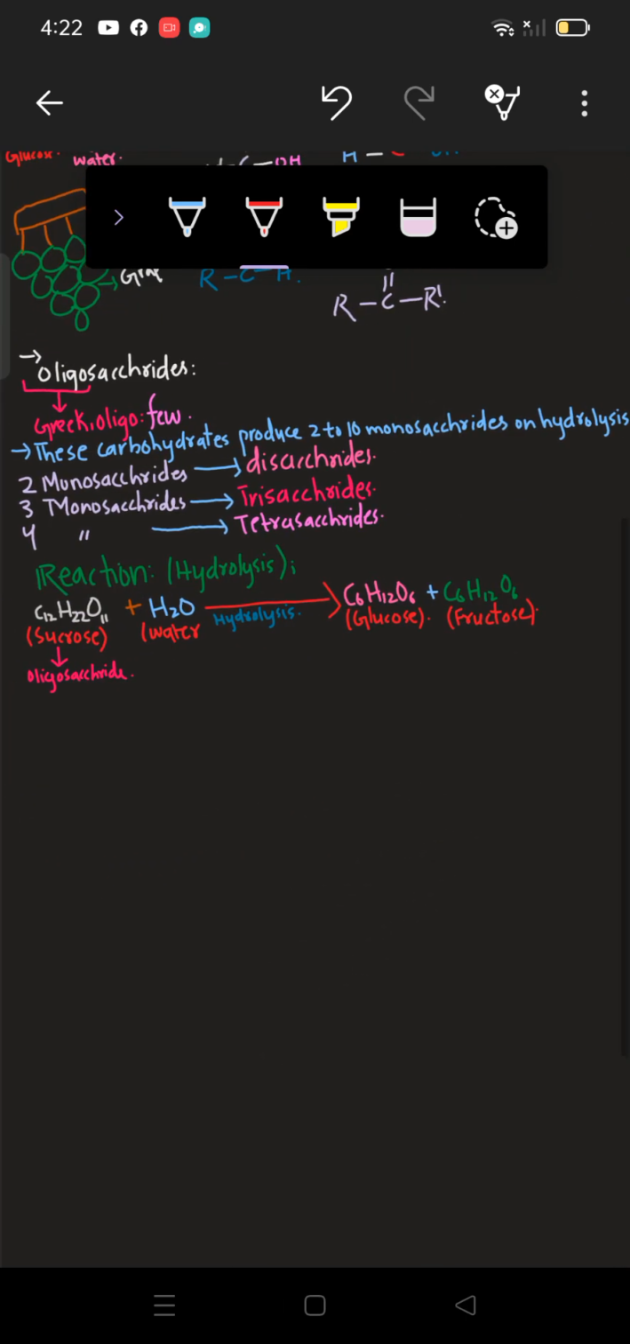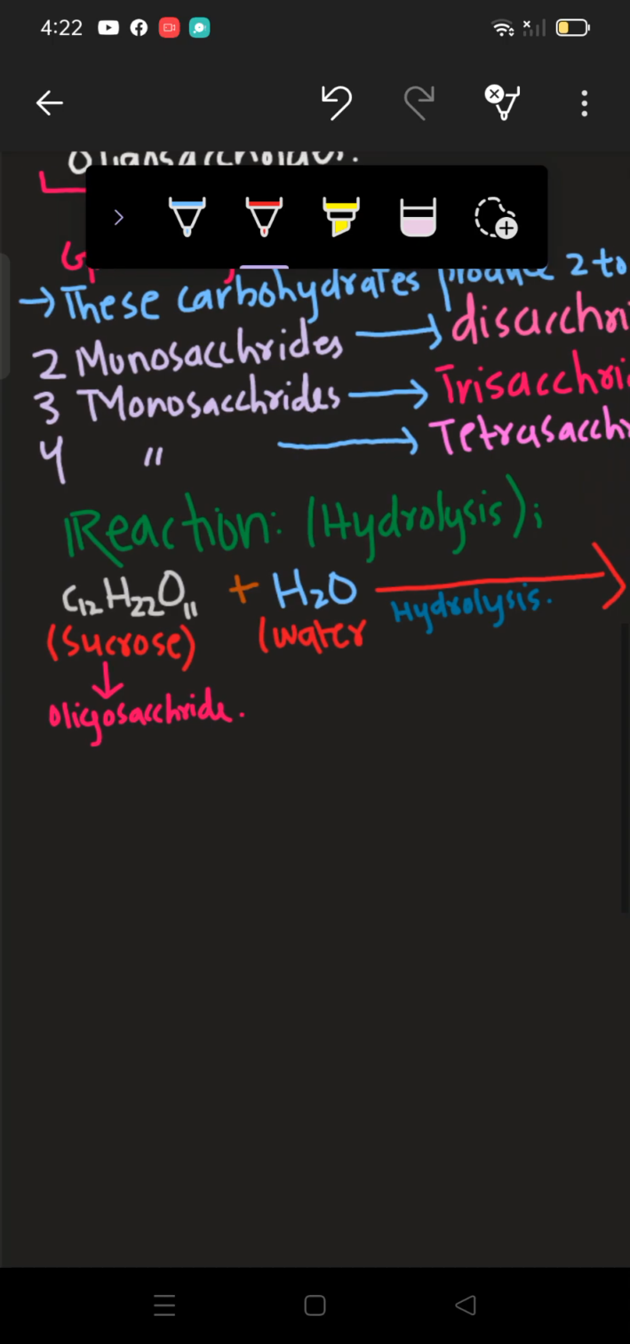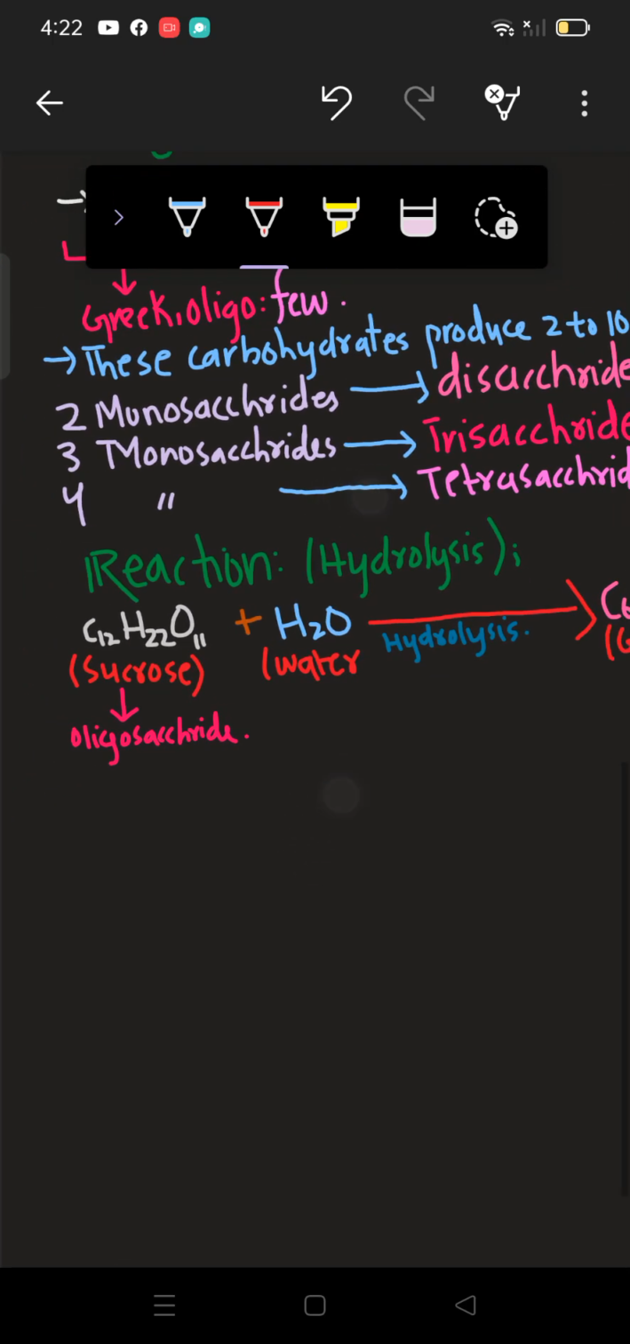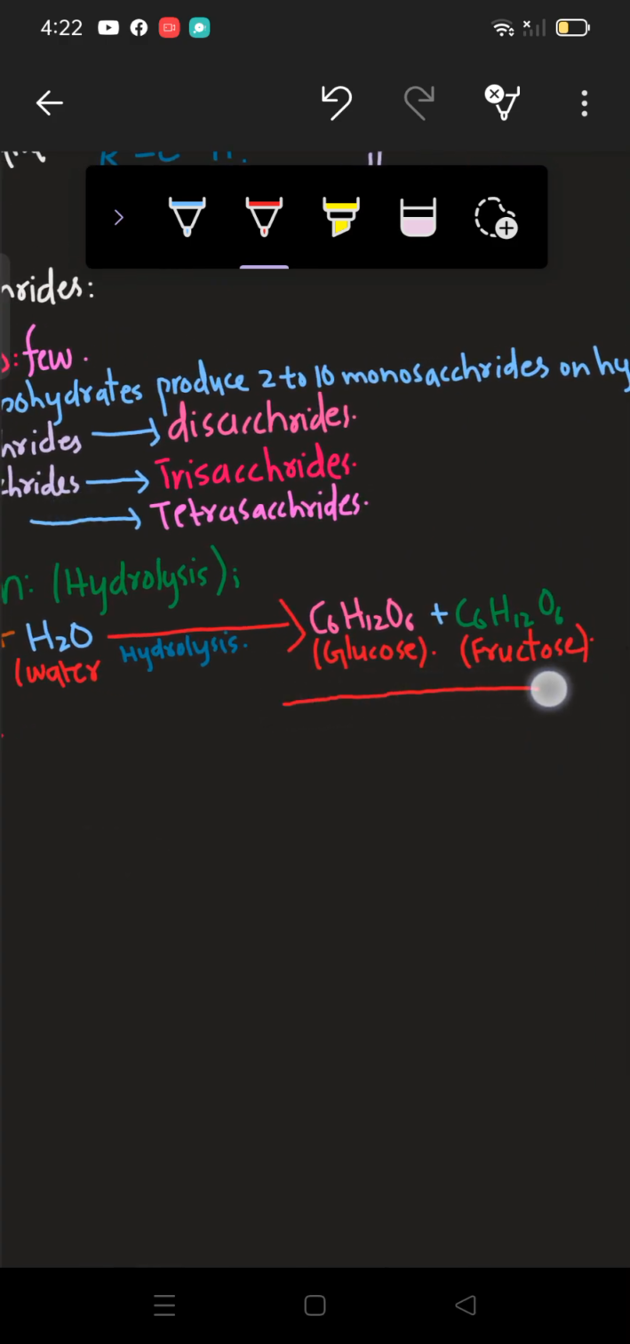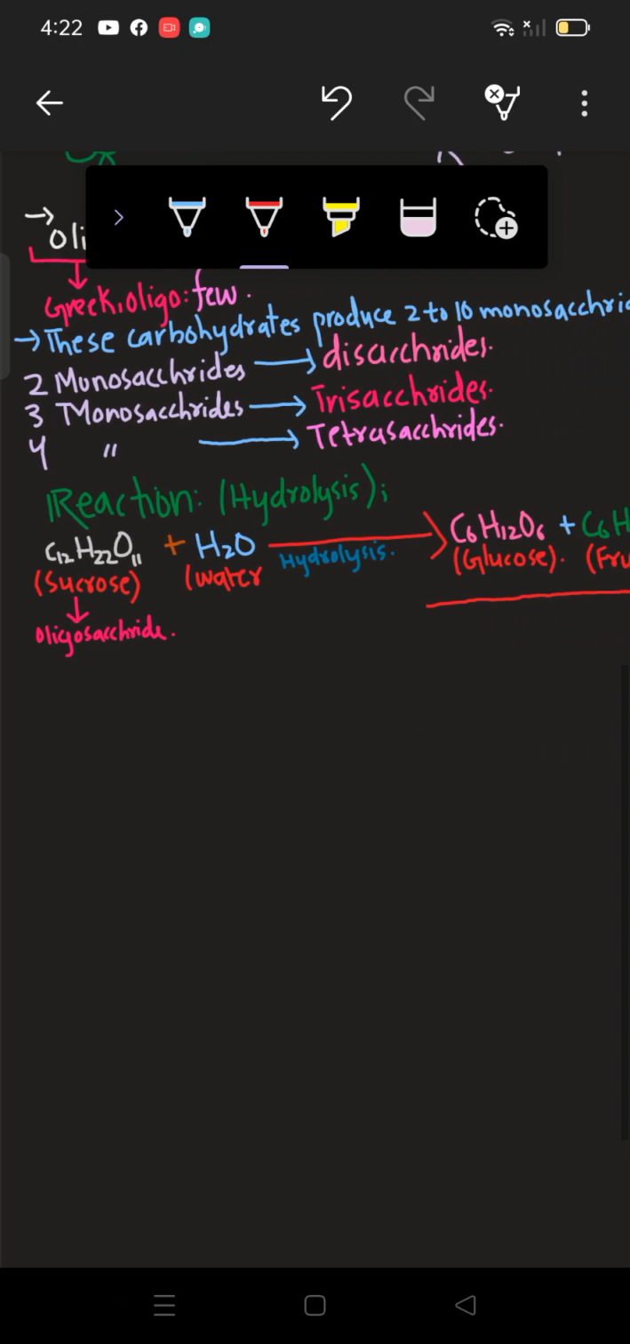So by making sucrose, an oligosaccharide, react with water, what we got in the result was two monosaccharides, glucose and fructose, which means sucrose is a disaccharide. It is composed of two monosaccharides, glucose and fructose.